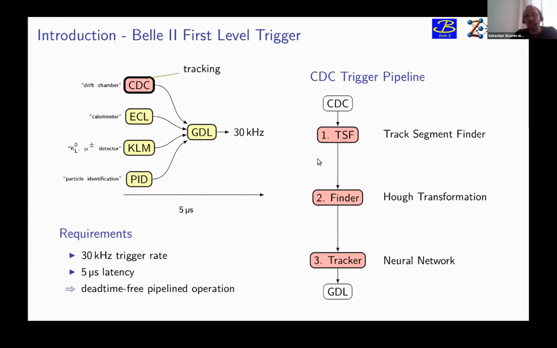There we have at first a track segment finder, which is the first noise suppression and data reduction step. This is followed by a track finder based on a Hough transformation, presently a 2D Hough transformation, and then follow the precise single track reconstruction methods, including the neural network.